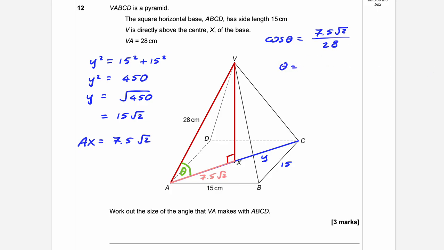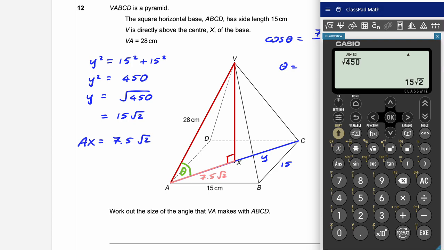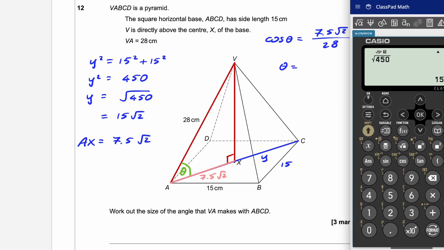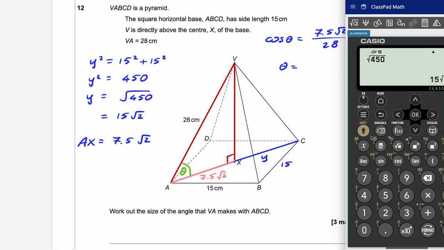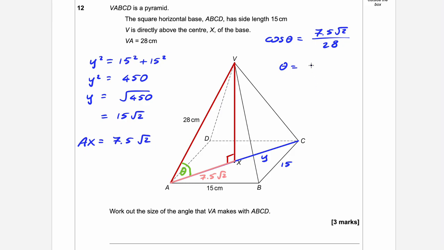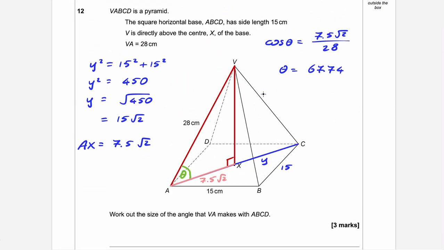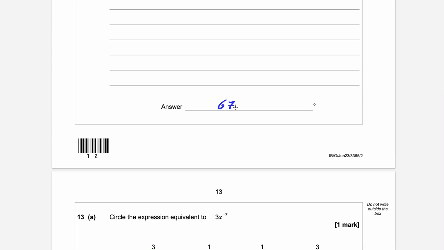Theta is therefore the inverse cos of that. So it's the inverse cos of 7.5 root 2 over 28, which is 67.74. Again, guys, 67.74. They give quite a large range of values that are acceptable. 67.74 is definitely one of them.